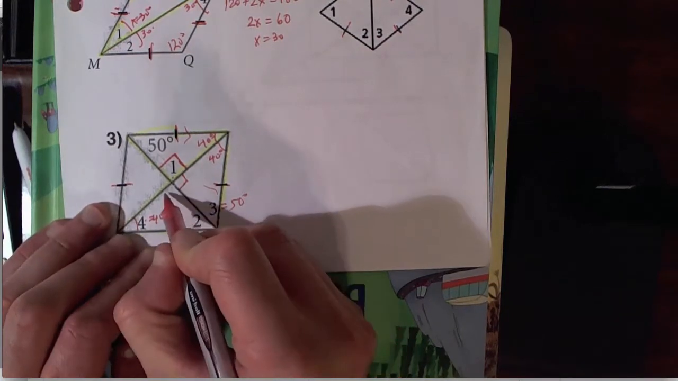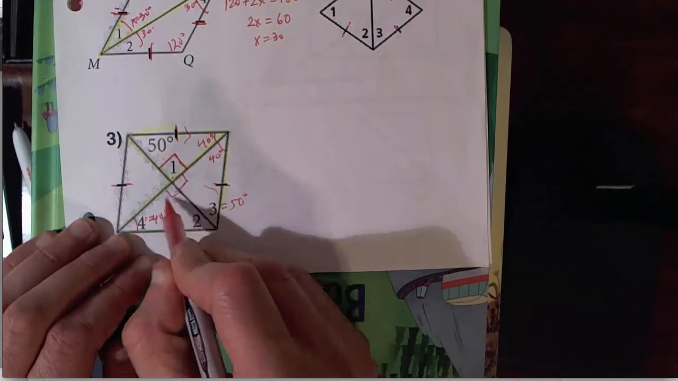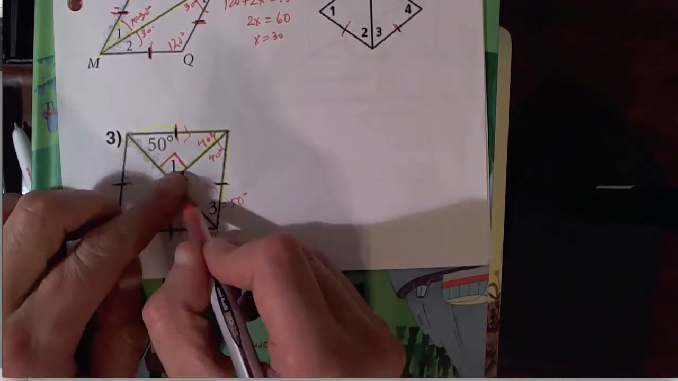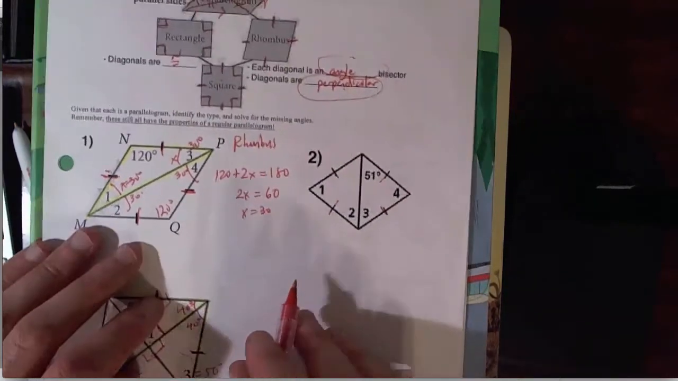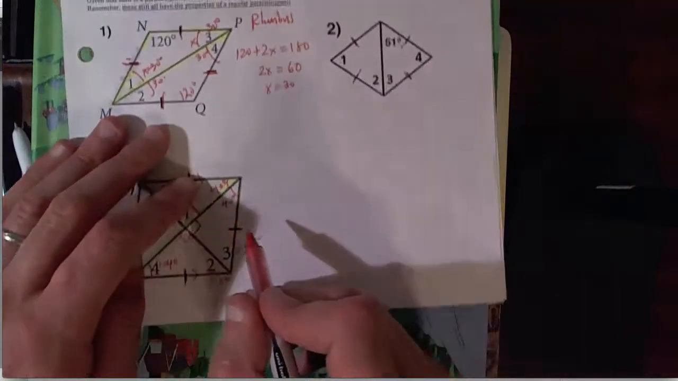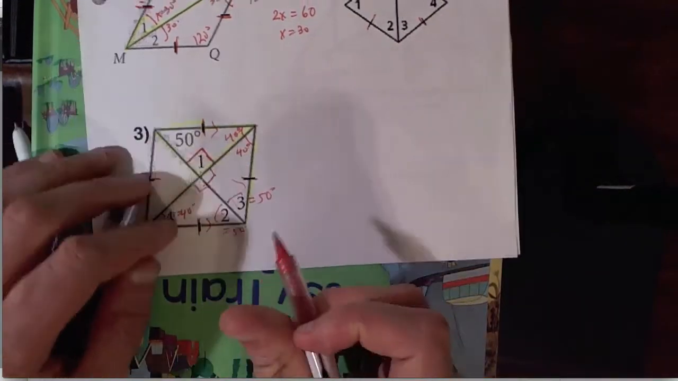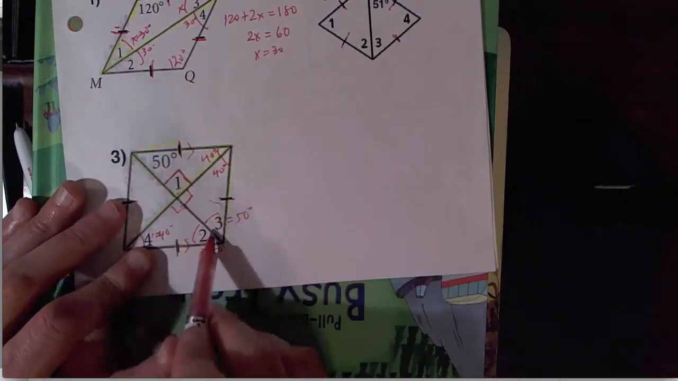Okay, angle 2. Again, I could say 50, 40, 90. So this must be 50, right? I could think of these as being an angle bisector, right? Because the diagonals are angle bisectors. So I could think of this as 50-50. Or finally, I could even do alternate interior angles 50-50 here.